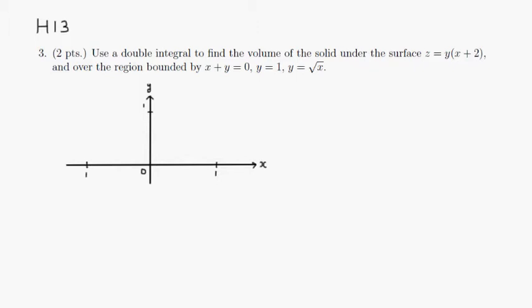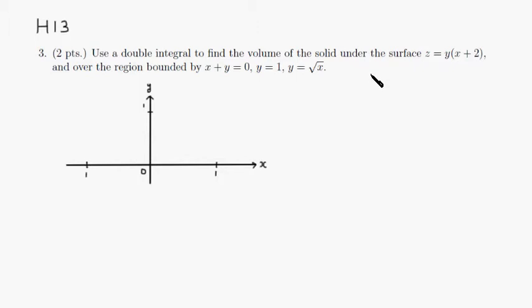Okay, let's look at homework 13, problem number 3. So we want to use a double integral to find the volume under the surface, over the region bounded by x plus y equals 0, y equals 1, and y equals square root of x on the xy plane. So let's do that.